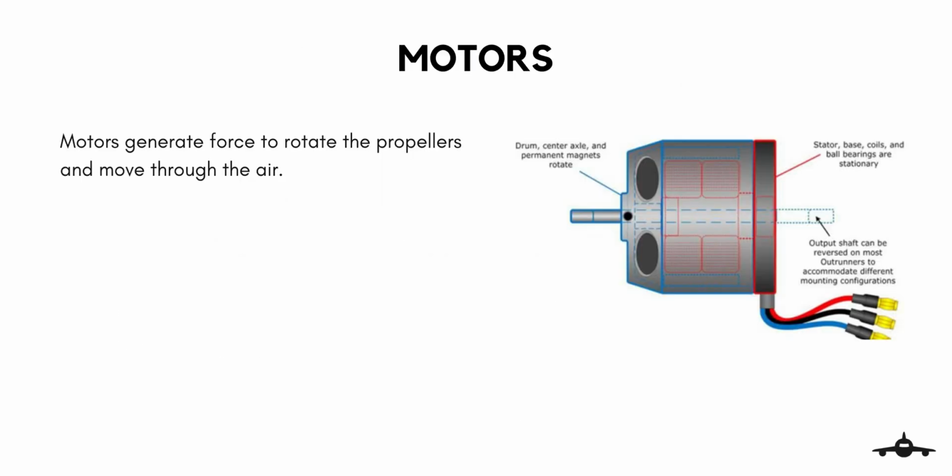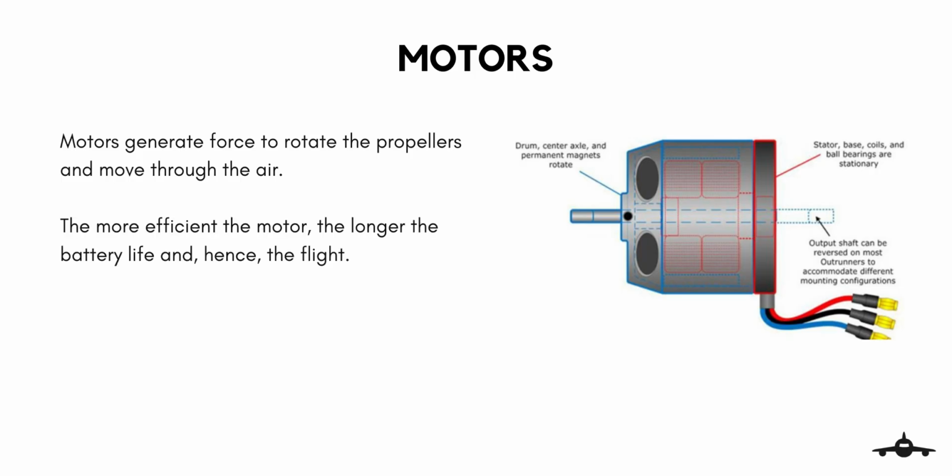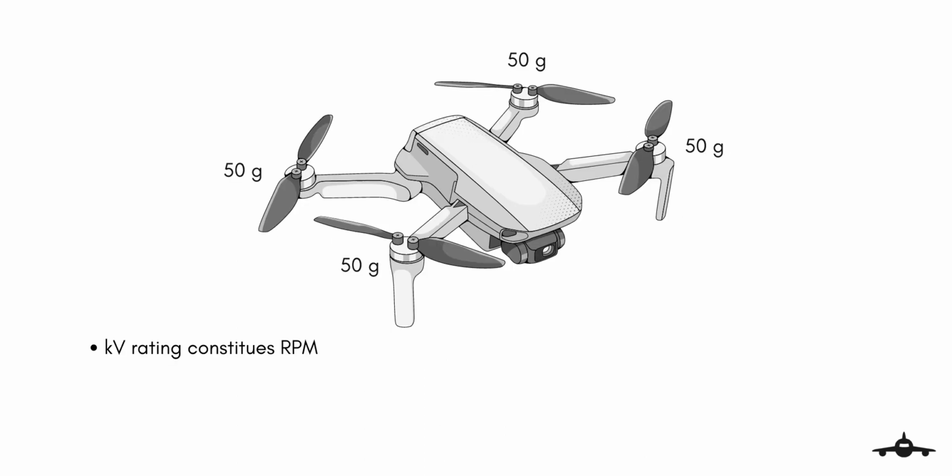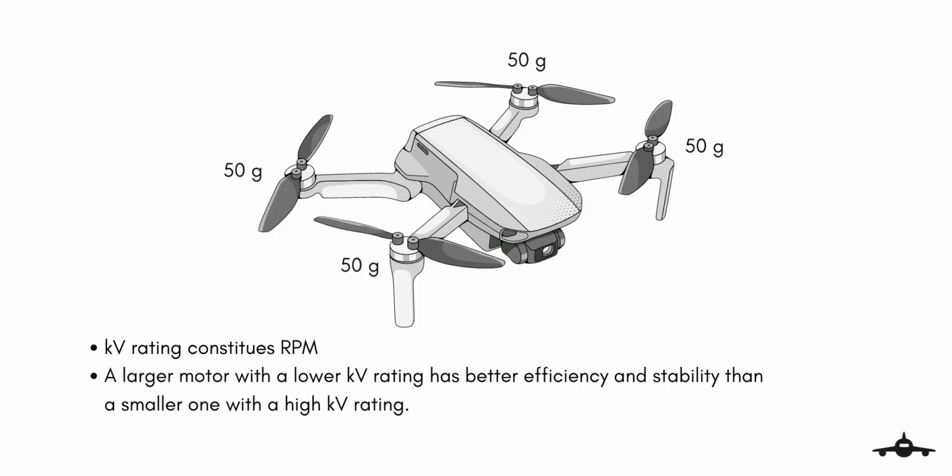Motors. Motors generate force to rotate the propellers and move through the air. The more efficient the motor, the longer the battery life and hence the flight. All motors should have the same thrust rating, usually given in grams, for ensuring stability. Always check for kV ratings in specifications. If you want the motor to spin faster, choose a motor with a higher kV rating. Usually, a larger motor with a lower kV rating has better efficiency and stability than a smaller one with a higher kV rating.